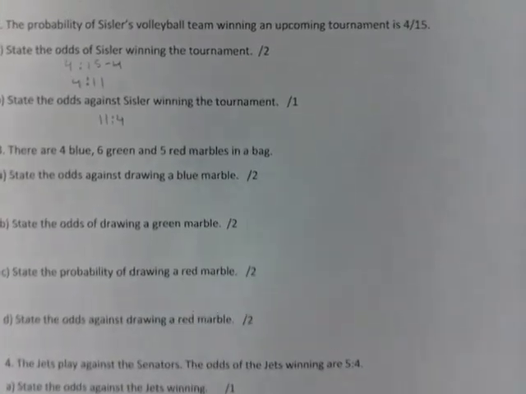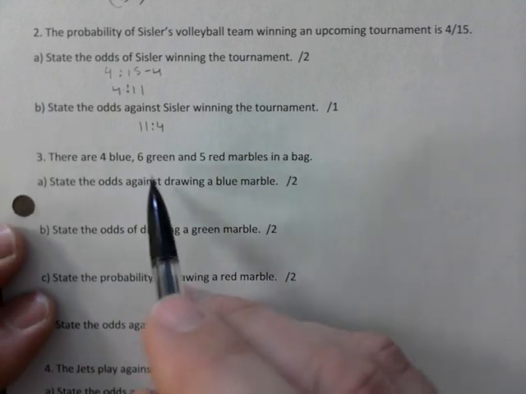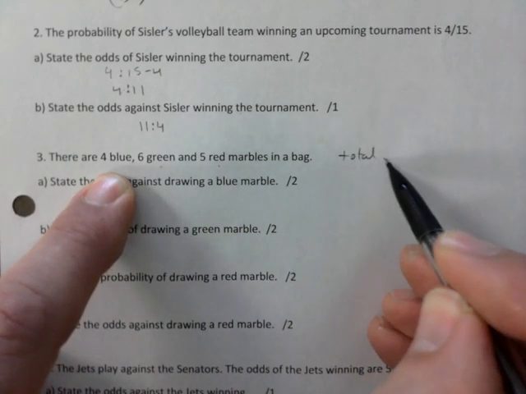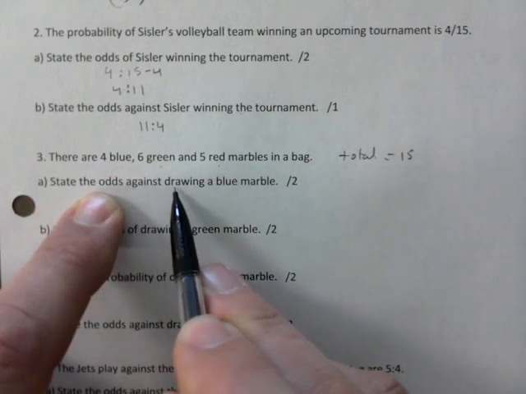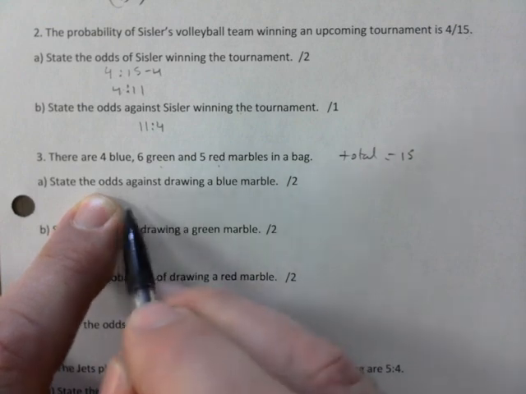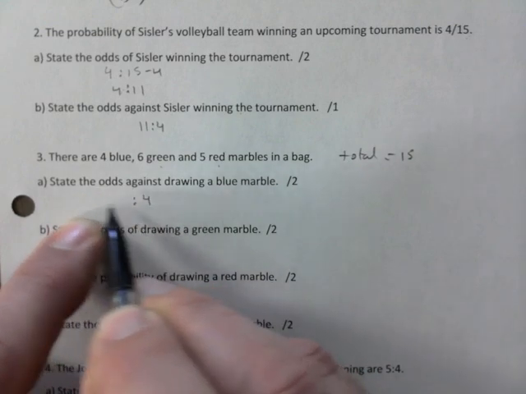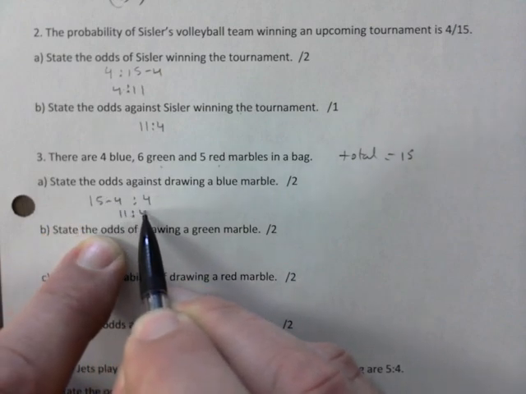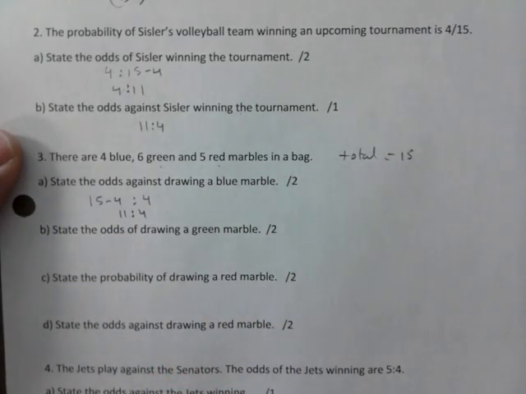Feel like I can zoom in a bit more. There are 4 blue, 6 green, and 5 red. So I know my total is 15. Okay. State the odds against drawing a blue marble. Against blue, right? So I'll have blue on this side, and this will be 15 minus 4, right? So that'll be 11 to 4. Hey, it's the same as earlier, right? That's just a coincidence. I'm just making stuff up, right?